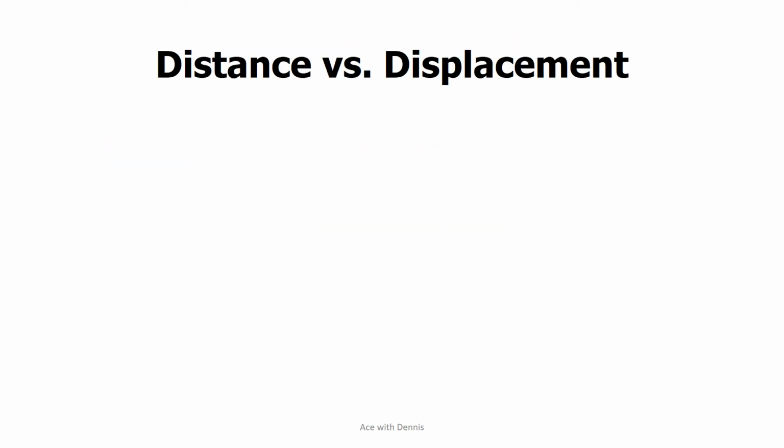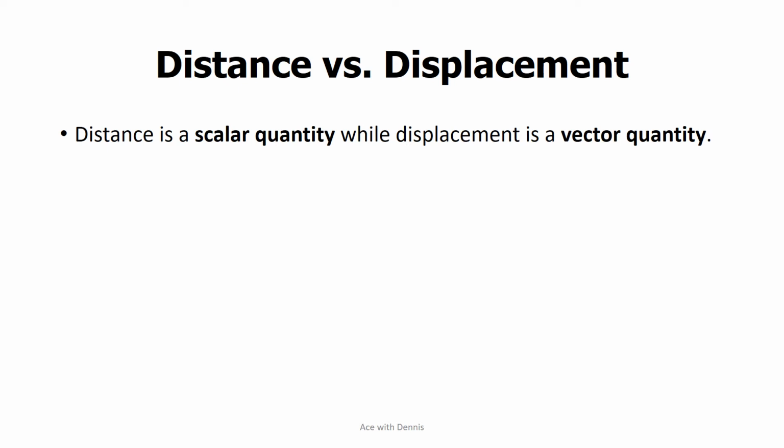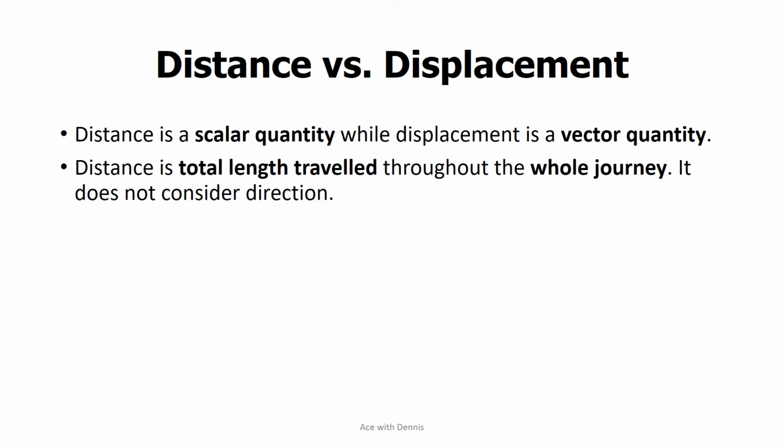Now, let's talk about the difference between distance and displacement. Distance is a scalar quantity, while displacement is a vector quantity. Distance is the total length traveled throughout the whole journey. It does not consider direction.